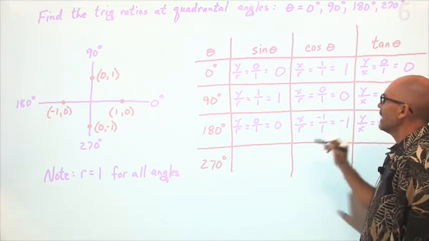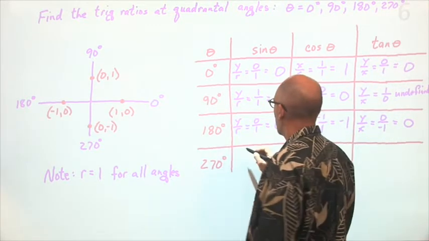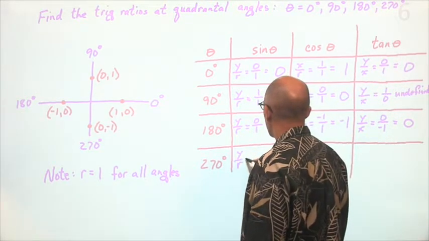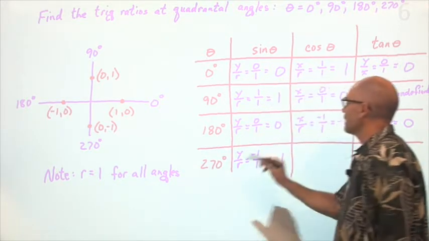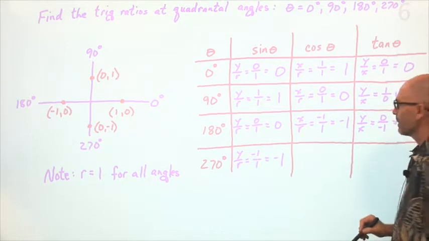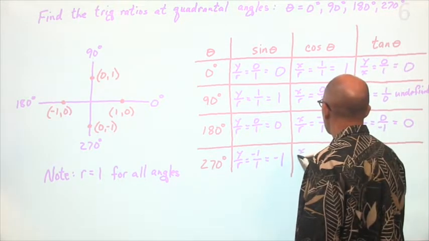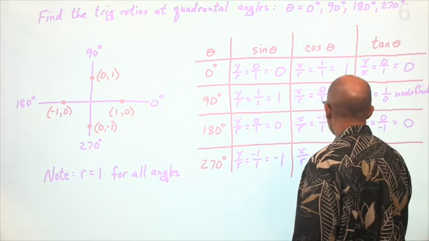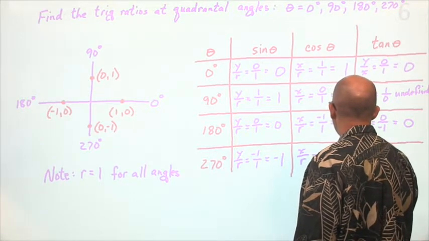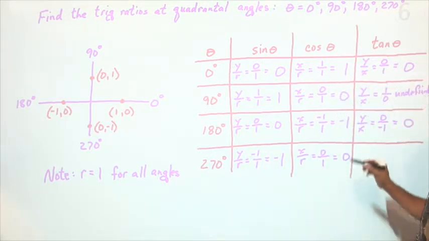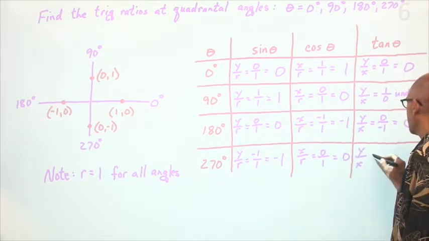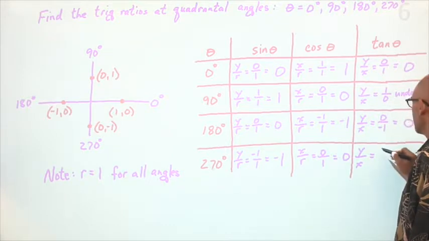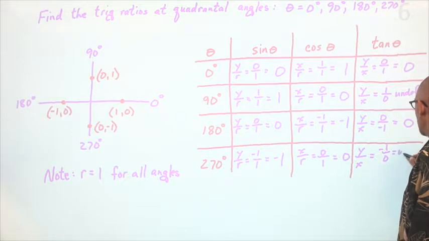And then 270, straight down. So y over r equals -1 over 1, which equals -1. So sine of 270 is -1. Cosine of 270, x over r equals 0 over 1, which equals 0. So cosine of 270 is 0. And then tangent of 270 is y over x, which is -1 over 0, which equals undefined.